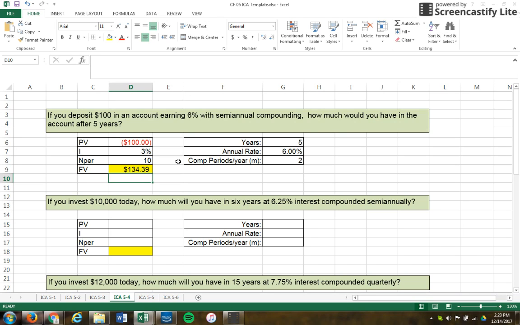and that tells us that our future value after 5 years of semi-annual compounding would be $134.39. So it's very important that you adjust your interest rate and your number of periods before calculating your present value or your future values.